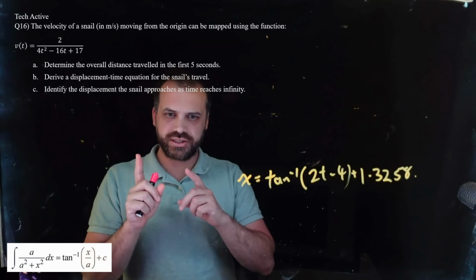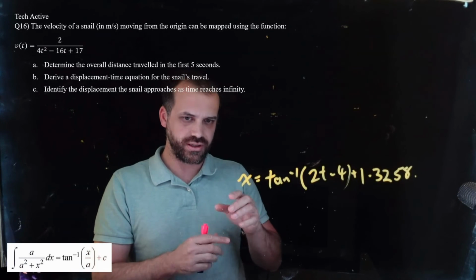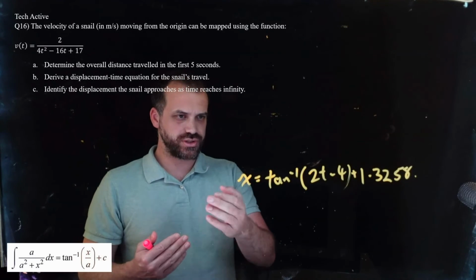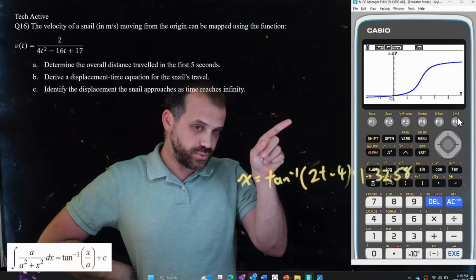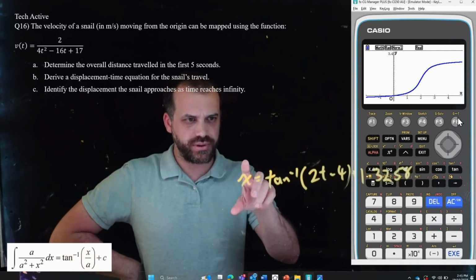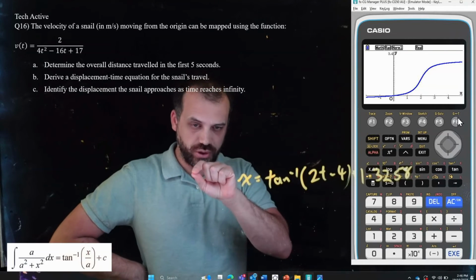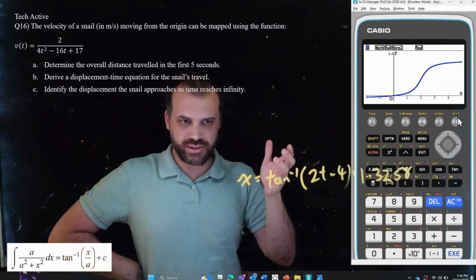So, identify the displacement the snail approaches as time reaches infinity. So it's probably a good idea to just graph this and see what it looks like. Okay, so that's what this graph looks like. Now, what is this graph again? It's a displacement time graph. So on the x-axis is time, and on the y-axis is displacement.